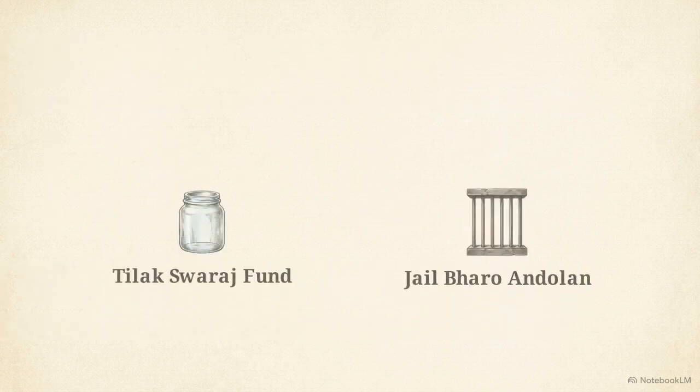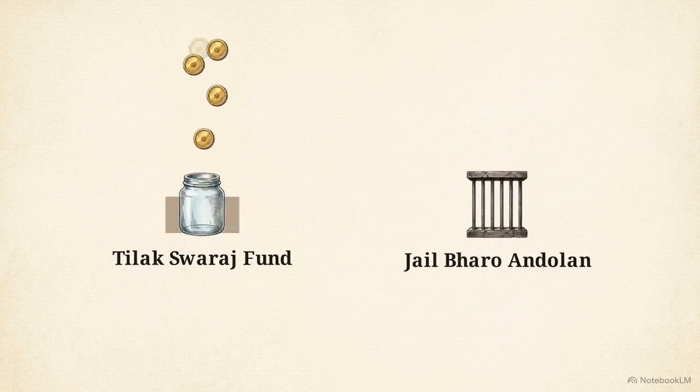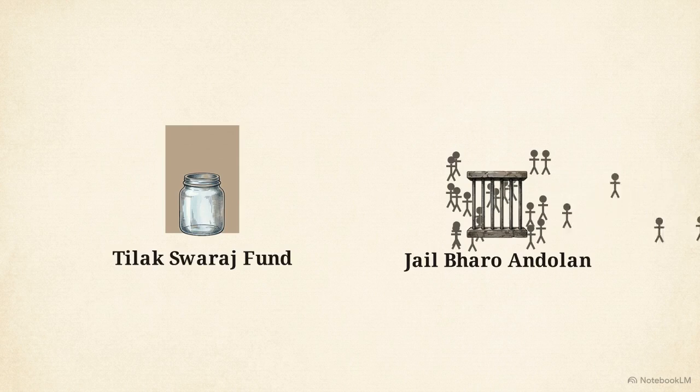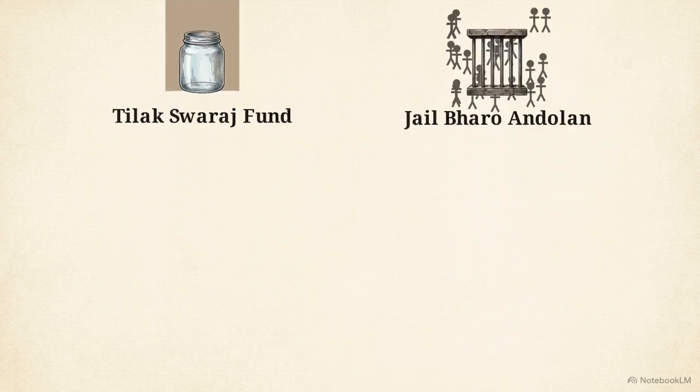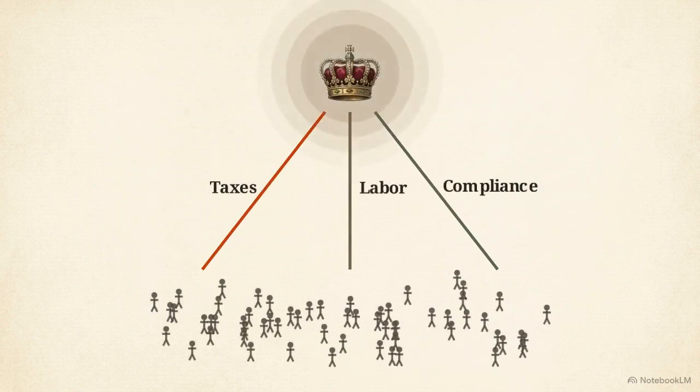Sustaining this immense logistical effort required resources. The Congress established the Tilak Swaraj Fund, systematically collecting over 10 million rupees. Simultaneously, thousands of volunteers intentionally courted arrest through the Jail Bharo Andolan, overwhelming the prison system.